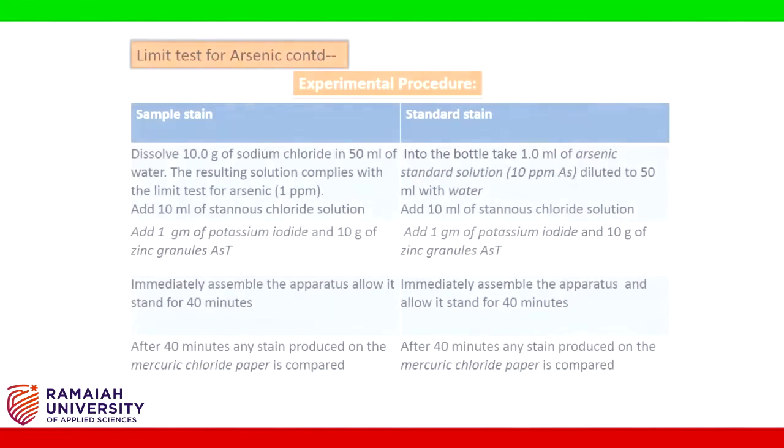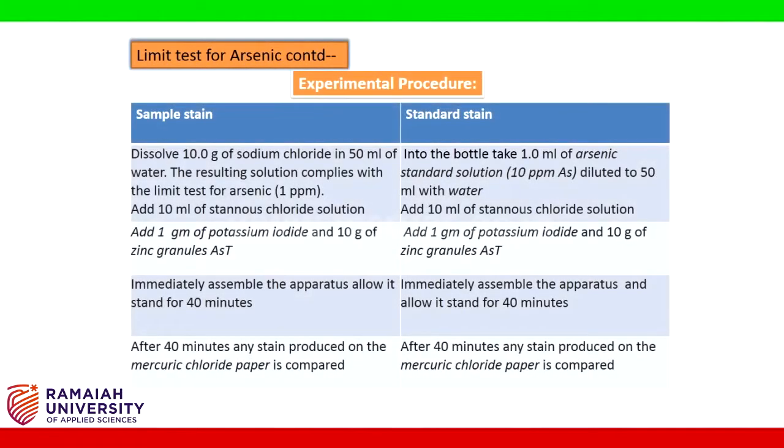Experimental procedure. To prepare the standard stain and the sample stain. To prepare the sample stain, dissolve 10 grams of sodium chloride or the sample, as per the pharmacopoeial standard, in 50 ml of water. The resulting solution will comply with the limit test for arsenic of 1 ppm. Add 10 ml of stannous chloride solution. Add 1 gram of potassium iodide and 10 grams of zinc granules. Immediately assemble the apparatus. Allow it to stand for 40 minutes at 40 degrees centigrade. After 40 minutes, any stain produced on the mercury chloride paper is compared with the standard stain.